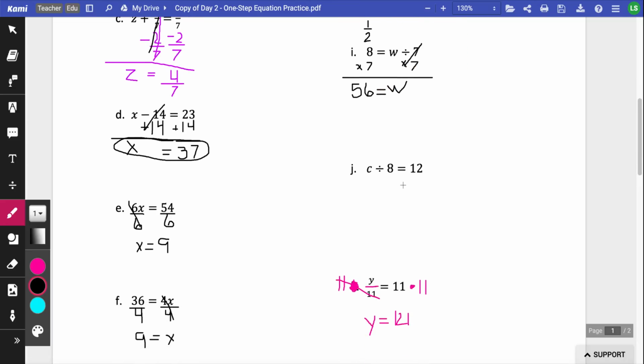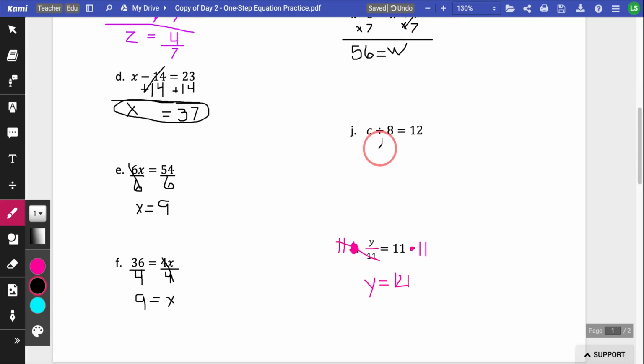Okay. Same thing down here for j. The opposite of dividing by 8 is multiplying by 8. Sorry, that should be a multiplication sign. Again, much easier to do this on a piece of paper if you've got it at home. And c equals 96. Okay.